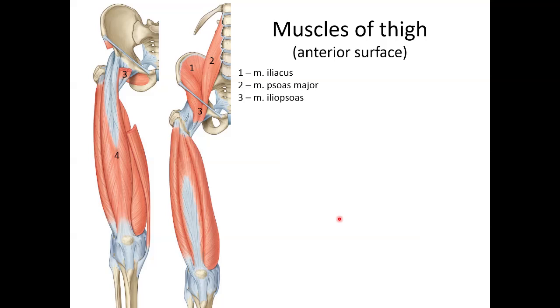Then number 4 in the left part of our picture is musculus rectus femoris. We can see that it originates from spina iliaca anterior inferior. Here it is. This is spina iliaca anterior superior and this is spina iliaca anterior inferior. So musculus rectus femoris originates from this point.